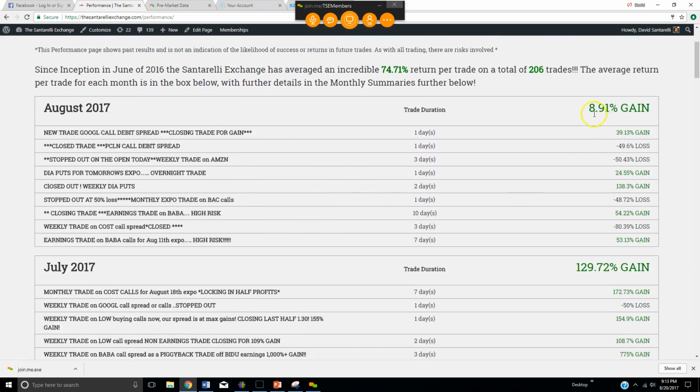And right now for August, we're at about a 9% overall gain. As you see here, for about a year and 1 month, we had 206 trades. The average trade making around 74.71% return. And how you calculate that, you add the gains minus the losses, divide by how many trades there are. 1, 2, 3, 4, 5, 6, 7, 8, 9. So you add the gains all together, subtract the losses, divide by 9, and that'll give you our average return for the month.